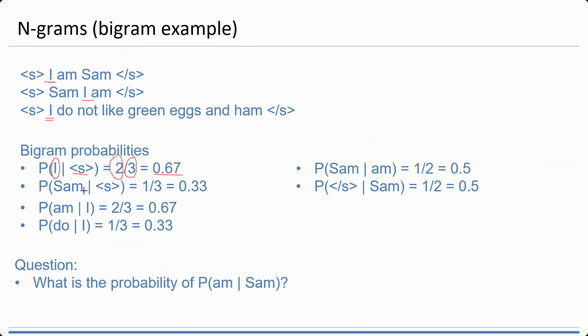Now I want to know the probability of the word Sam appearing after the start, or the word Sam at the beginning of the sentence. So how many Sam do we have?